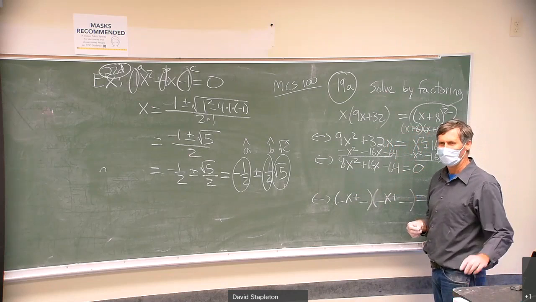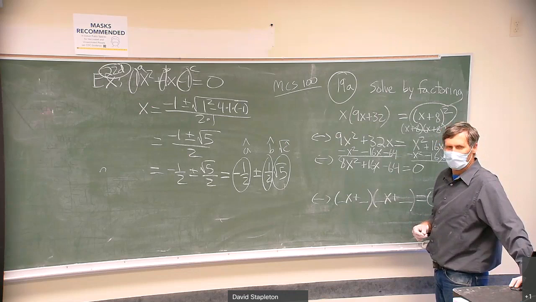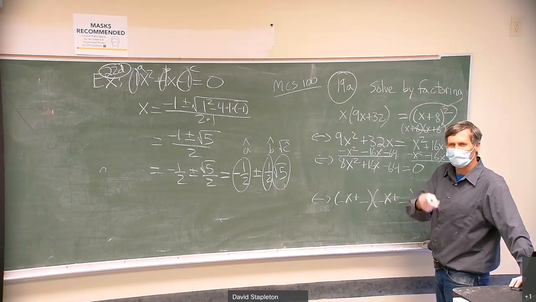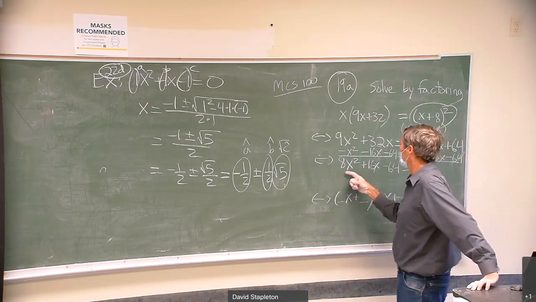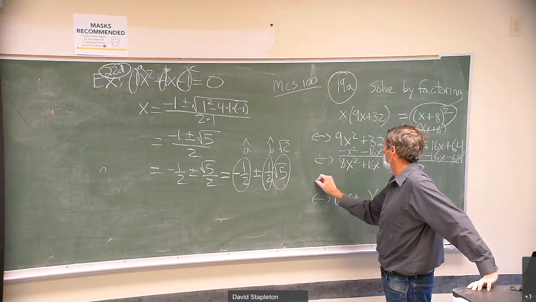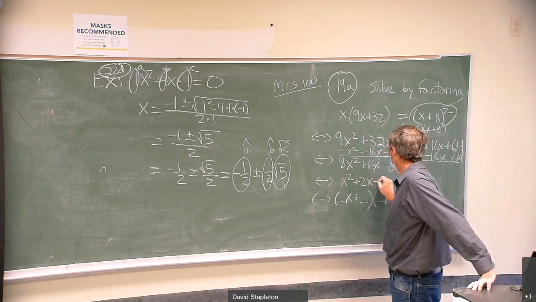Take half of 64. There we go. I was waiting for somebody else. You're too smart. Yeah, divide by 8. Thank you. All these are divisible by 8. I'll write this equivalently as x squared plus 2x minus 8 equals 0.